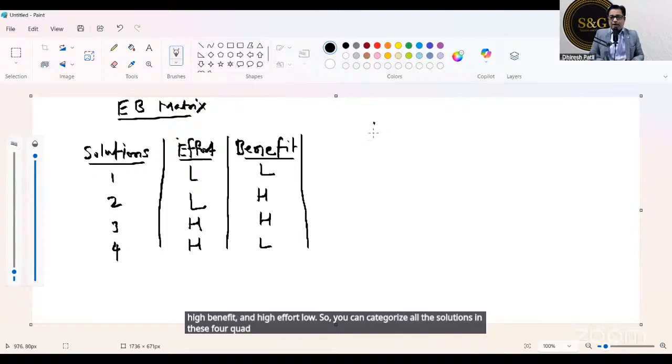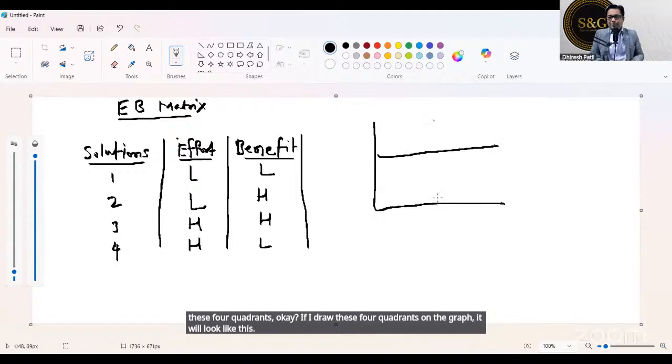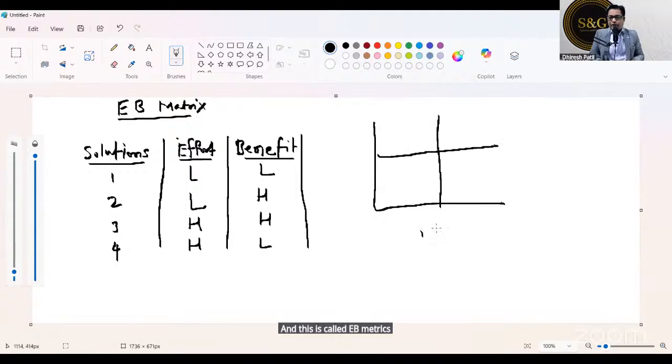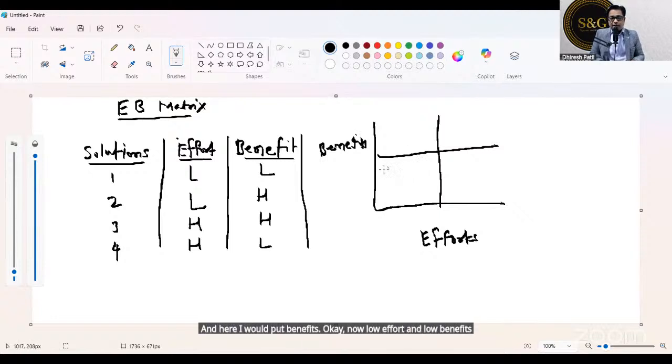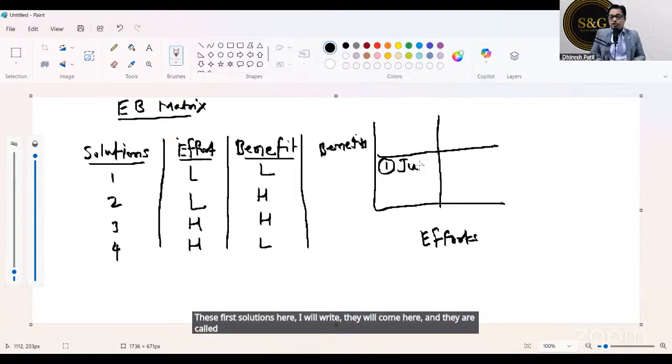If I draw these 4 quadrants on a graph, it will look like this, and this is called the EB matrix. Here I would put efforts, and here I would put benefits. Now low effort and low benefit solutions will come here, and they are called just do it solutions.